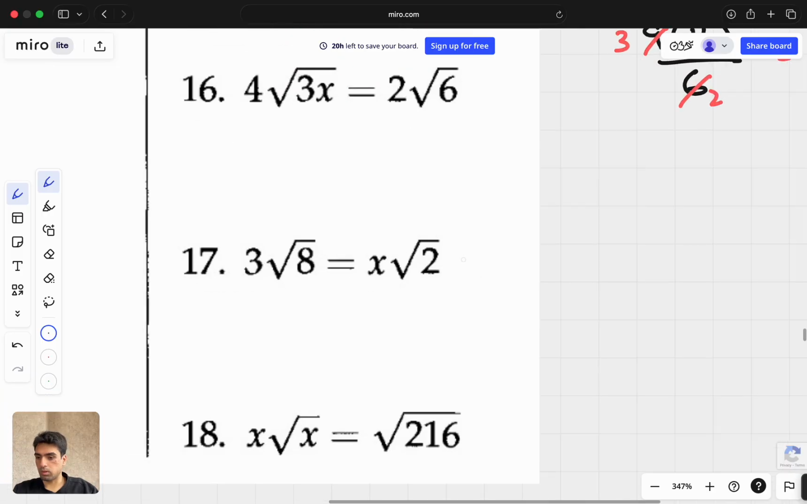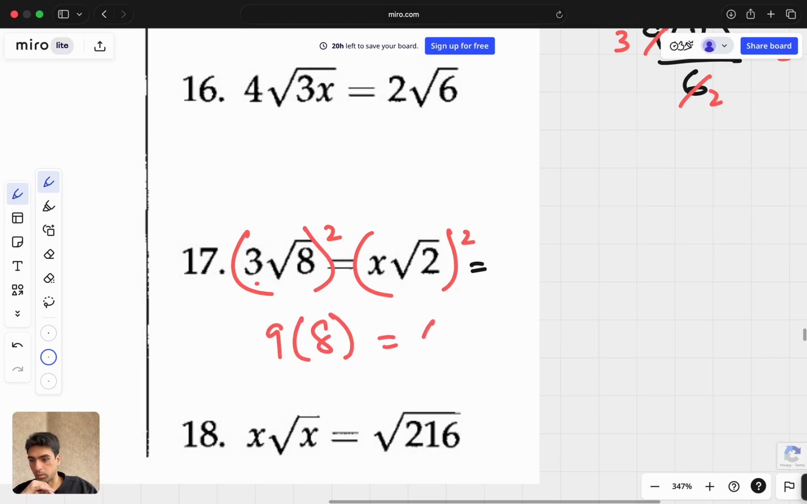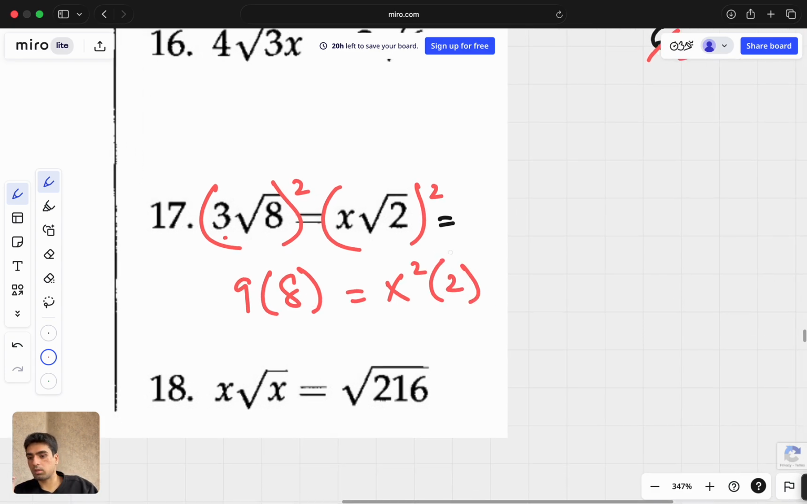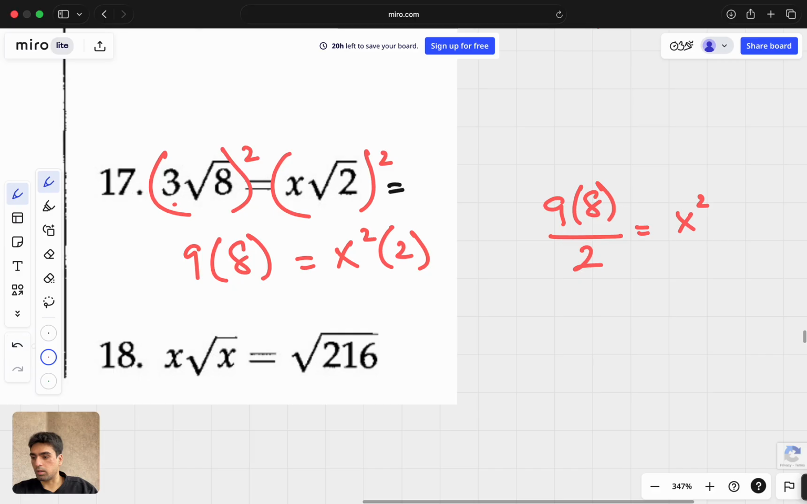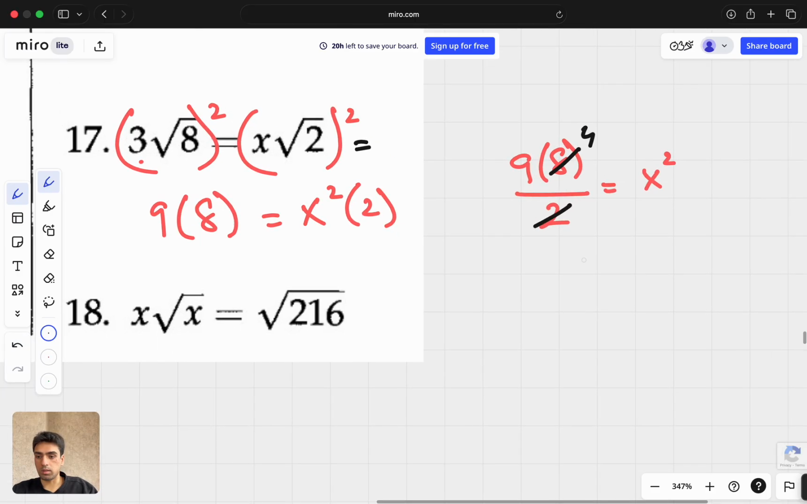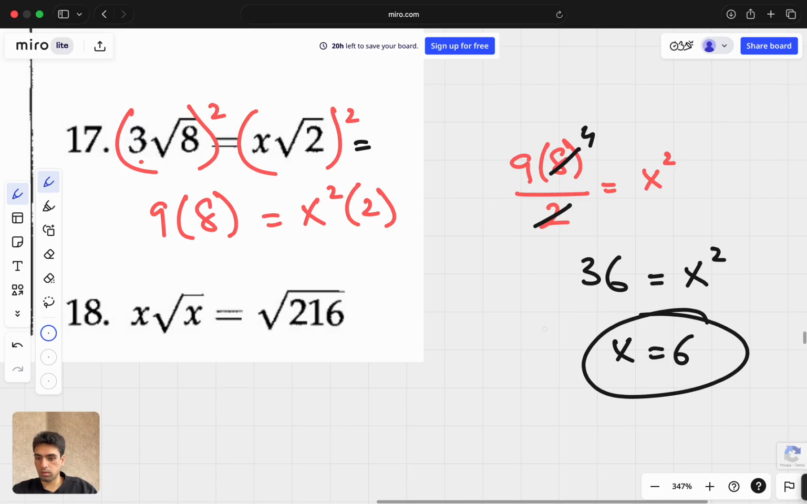For this one, you can square both sides, so square this. 3 squared is 9, root 8 squared is just 8, and then you have x squared, and root 2 squared is just 2. So you can bring the 2 down and divide on the left side. You get 9 times 8 over 2 is equal to x squared. You can simplify this, so 2 times 1 is 2, 2 times 4 is 8, 9 times 4 is 36, equal to x squared, which means x is 6, right?